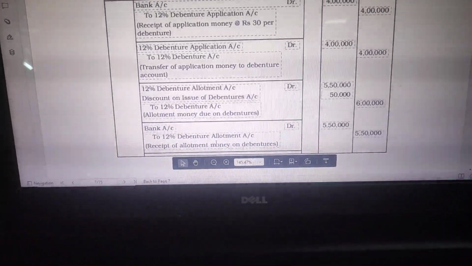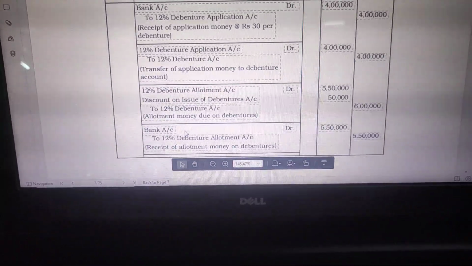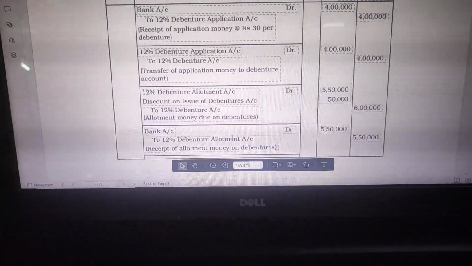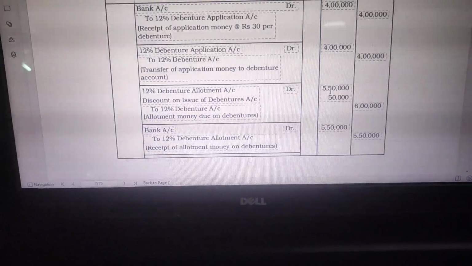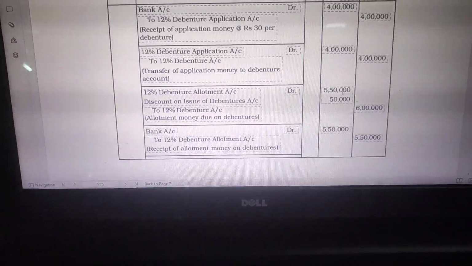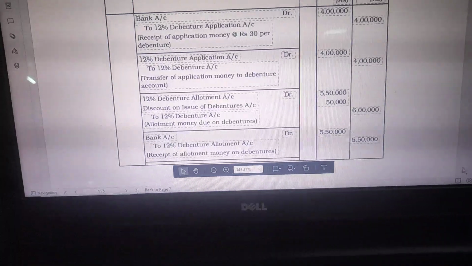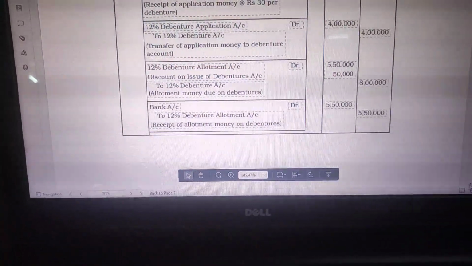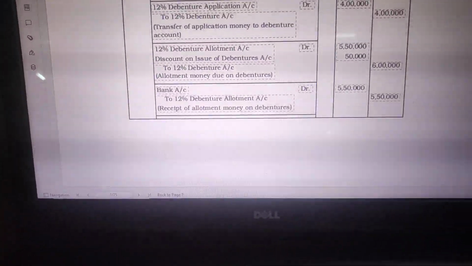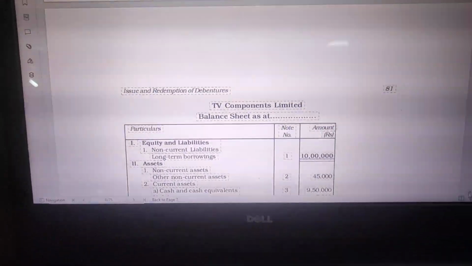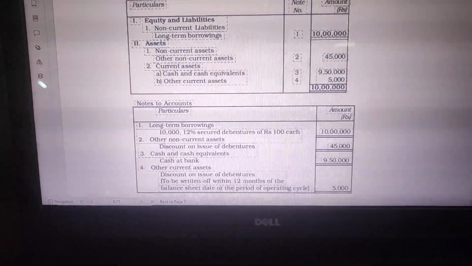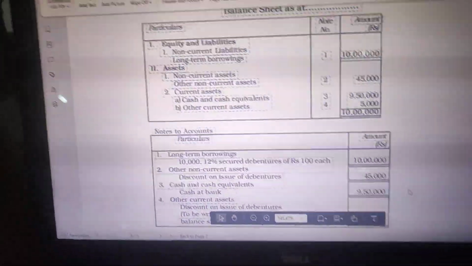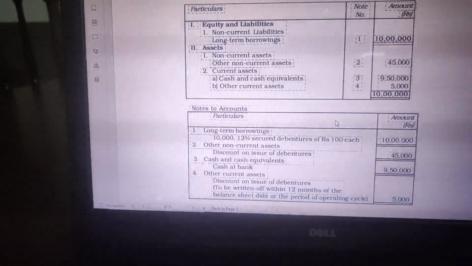Then the receipt of money on allotment of debentures. Bank account debited to 12% debenture allotment account. Here we are getting only the amount after discounting, so it will be 5,50,000. Then we have written the narration: receipt of allotment money on debentures. Then we have to make a rough note before making entries in the balance sheet. Here the heading notes to accounts is given.